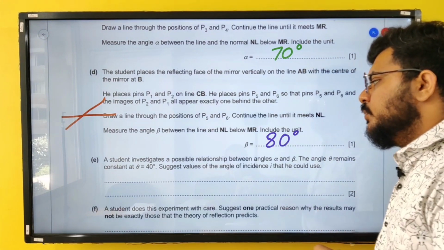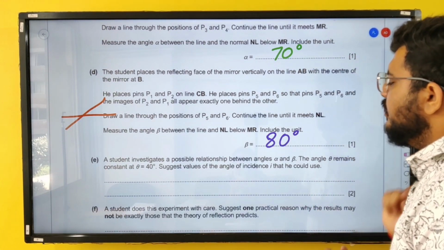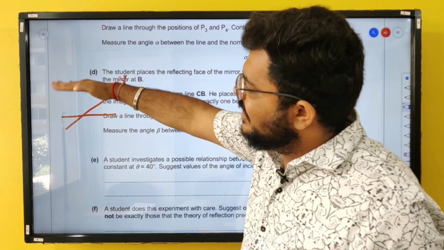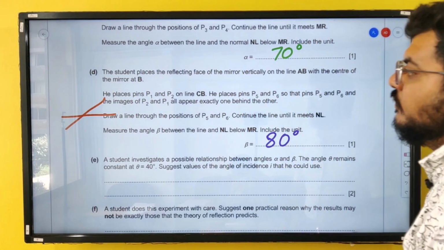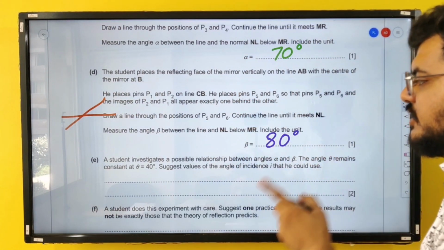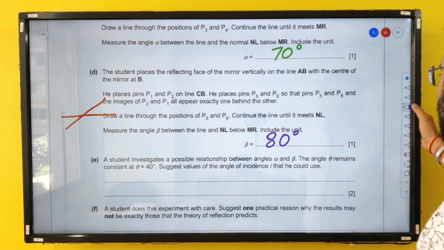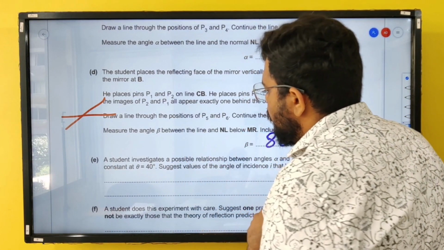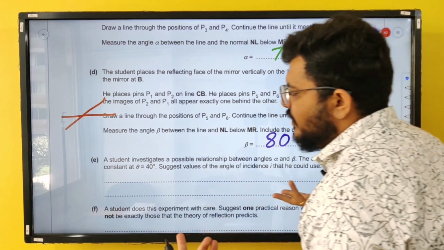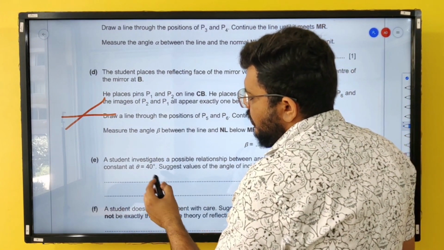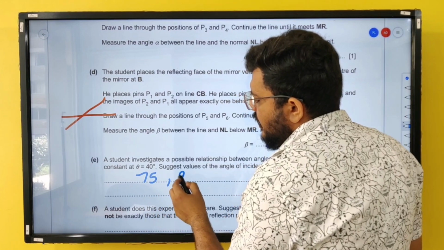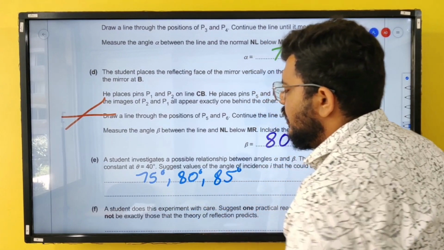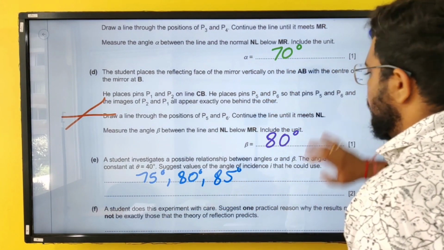A student investigates a possible relationship between angles alpha and beta. The angle theta remains constant at theta is equal to 40. So the bending of the mirror, it remains at 40. Okay. Suggest values of the angle of incidence that he could use. So see, what he should use is a range of values, right? So I will suggest, because you get alpha 70, right? So I will suggest values of, let's say, 75, 80 and 85. Three values should do. So 75 degree, 80 degree and 85 degree.